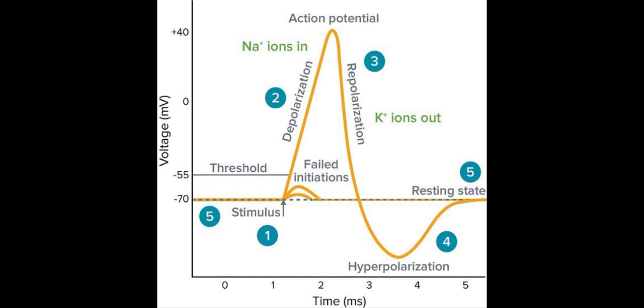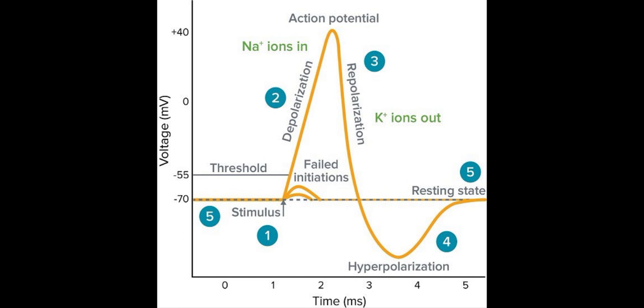Four, the fourth stage is the rising phase. Once the threshold is reached, voltage-gated sodium channels open more widely, allowing a rapid influx of sodium ions into the cell. This causes a positive feedback loop, as the increasing positive charge inside the cell further opens sodium channels, leading to a rapid and substantial rise in membrane potential.